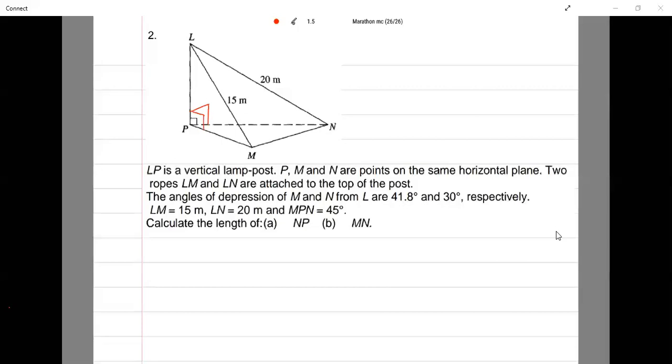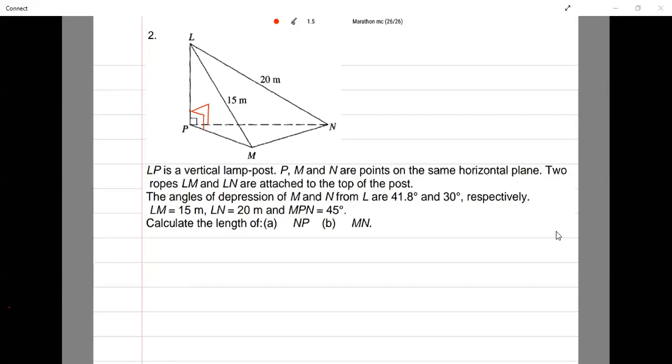Why? Because the line PM is on the ground, the line PN is on the ground, and PL is vertical. The angle between vertical and horizontal is always 90 degrees. Next, we're told that two ropes, LM and LN, are attached to the top of the pole. The angle of depression of M and N from L are 41.8 degrees and 30 degrees respectively.